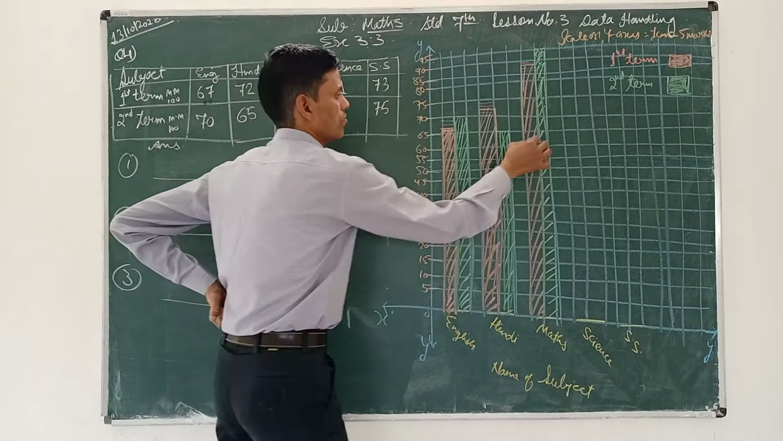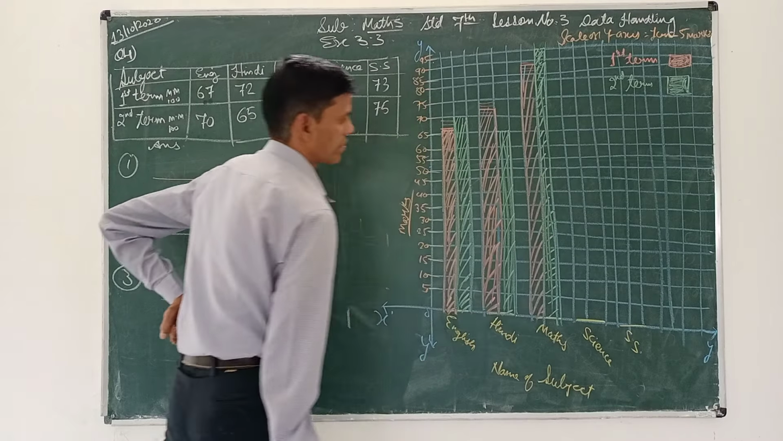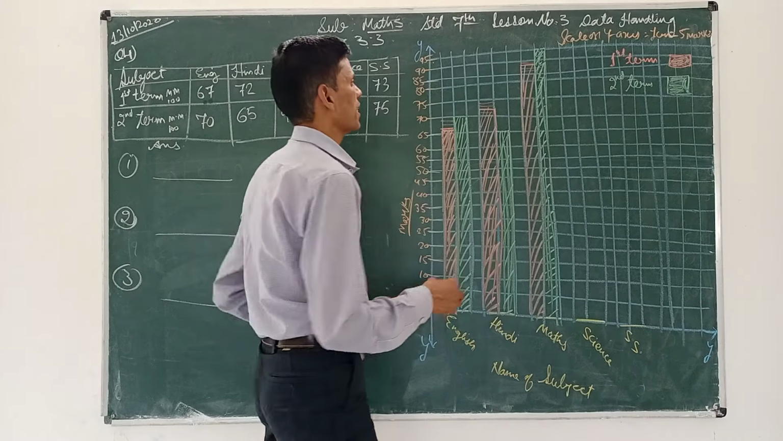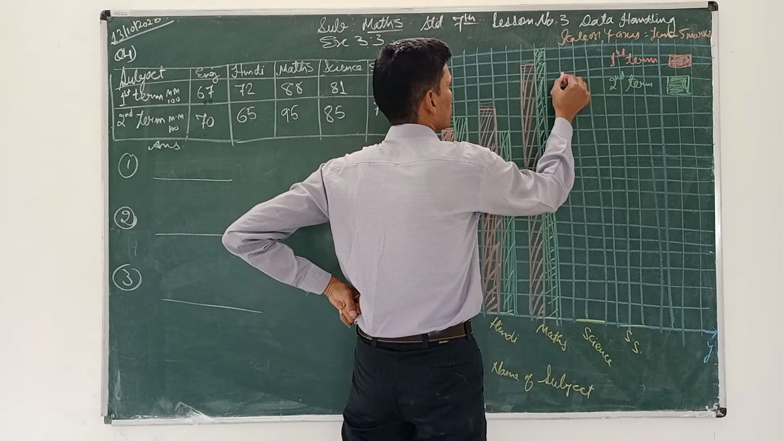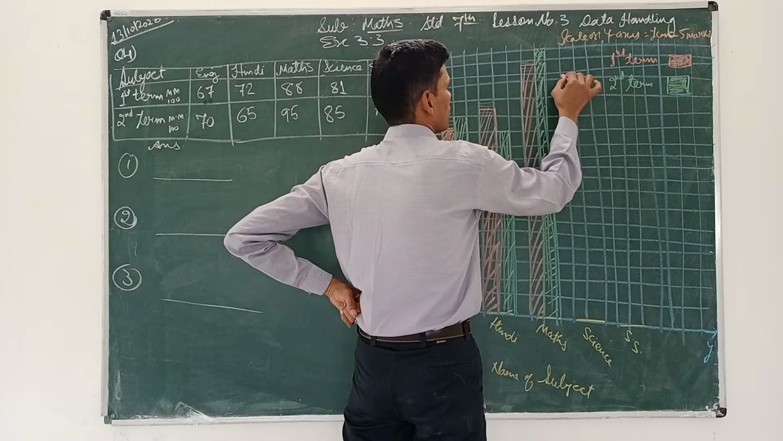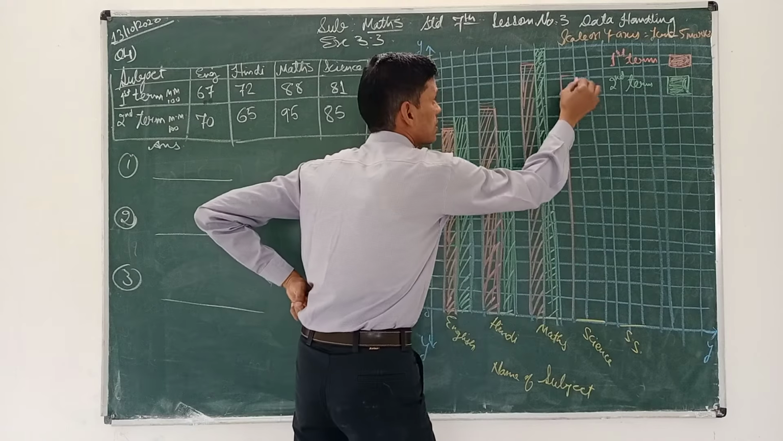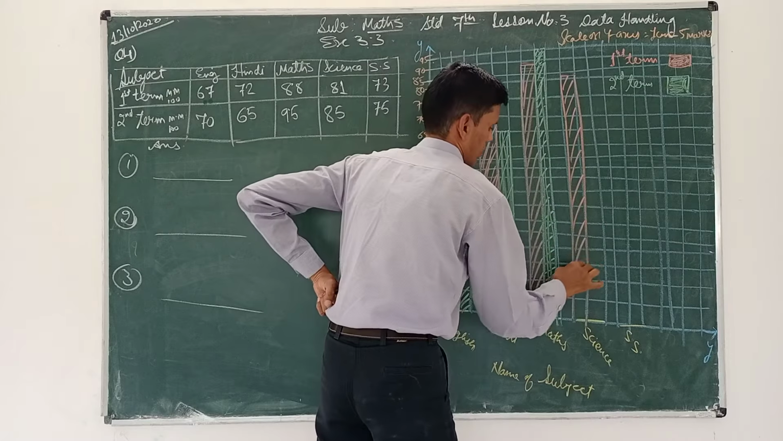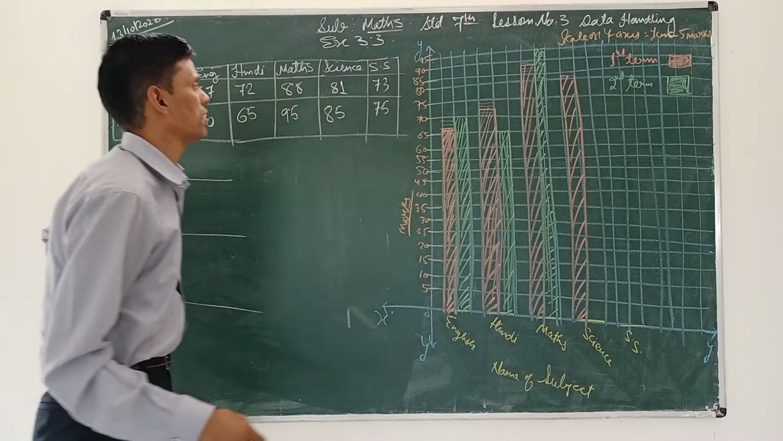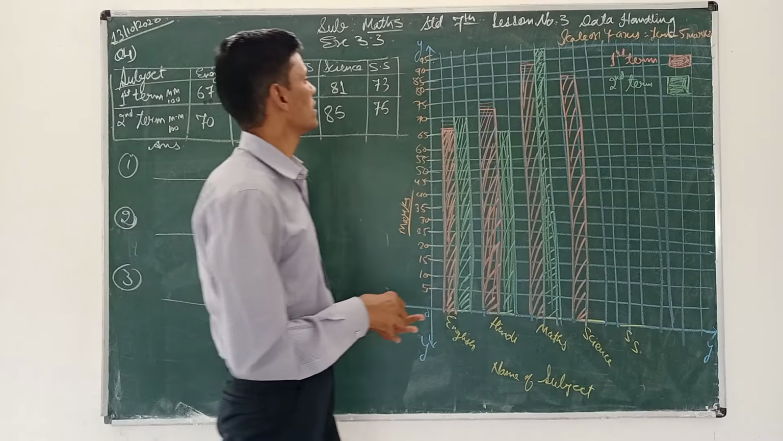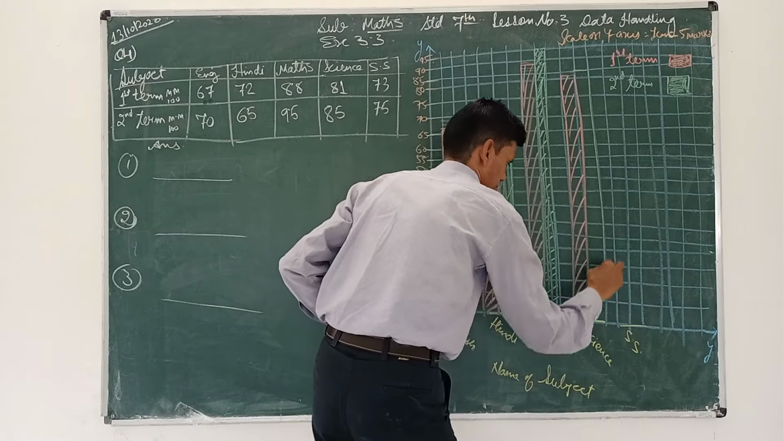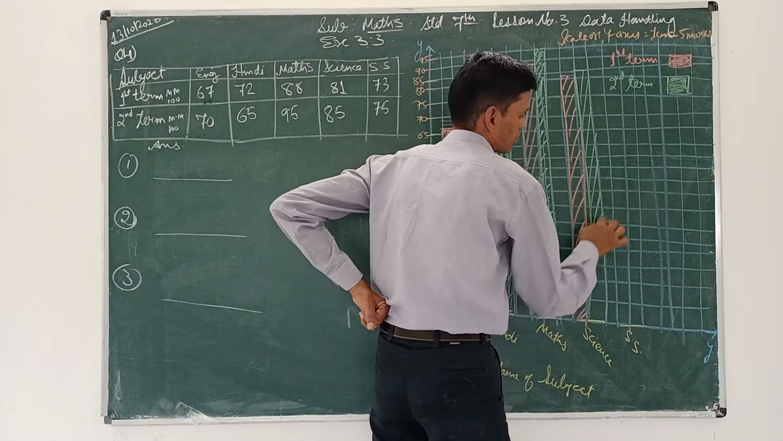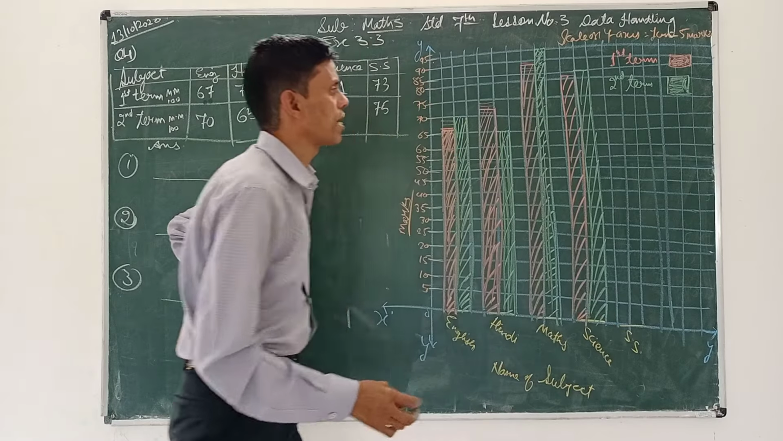Now next one is Science. In Science, in the first term, the student is getting 81. Here 80 and then 1, 2, 3, 4, like this. 81 is here. You will mark from here, 81. Science is 81 in the first term and 85 in the second term. Where is 85? Here, 85. Mark it with green chalk. You can use a green pen or a different color pencil also and mark like this.